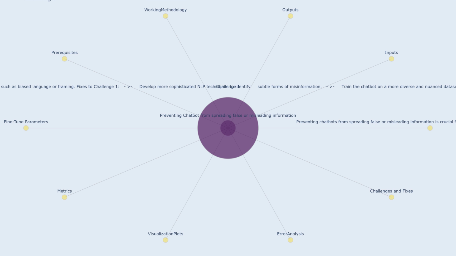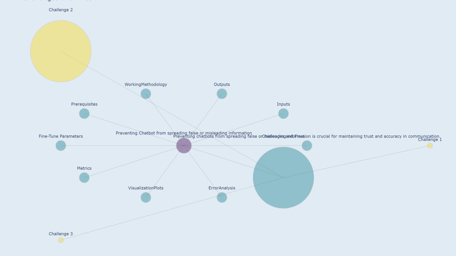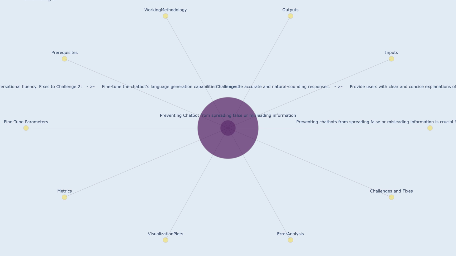Training the chatbot on a more diverse and nuanced dataset that includes examples of subtle misinformation is crucial. This exposure helps the chatbot learn to recognize these subtler forms of manipulation and respond accordingly. Challenge 2. Balancing the need for accuracy with the need for conversational fluency is a delicate task. While accuracy is paramount, the chatbot should also be able to communicate information in a natural and engaging way.